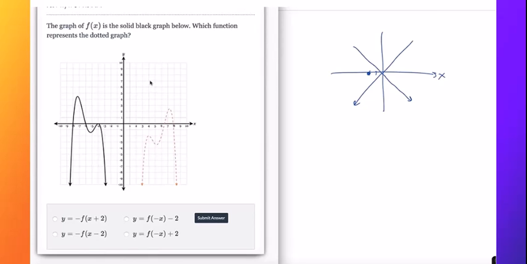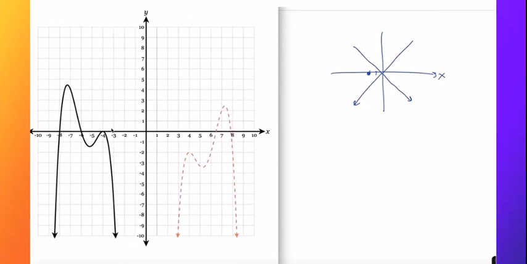Here, I'm seeing a little bit of a symmetry. I'm seeing the peak is far from the x-axis, and this peak is also far from the y-axis. This peak is far from the y-axis, and this peak is far from the y-axis. So if I took this and reflected it over the y-axis, it would roughly align.